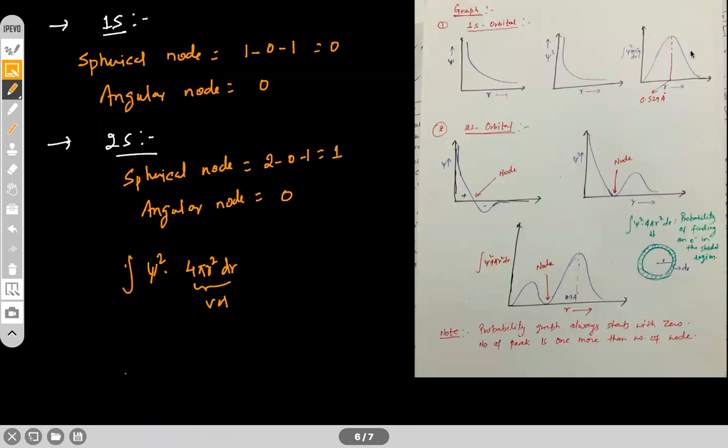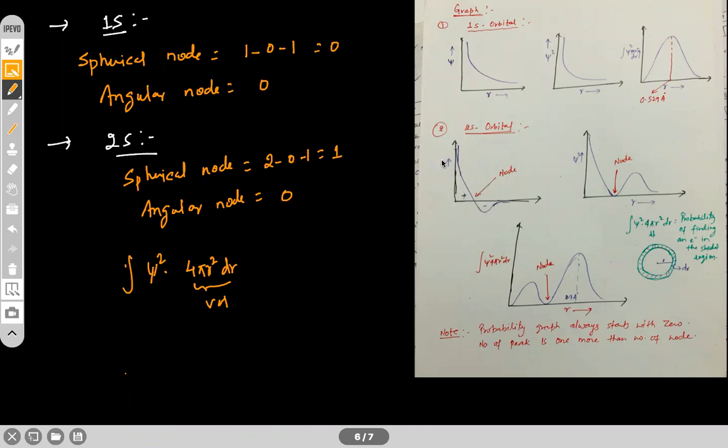Now, if you see the 2s orbital here, we know we have one node. It means there will be one spherical surface where the probability of finding an electron is zero, or there is no electron present. Psi square is the probability density, which is nothing but probability per unit volume. Since we have one node here, this graph comes down, crosses the x-axis, and then goes up.